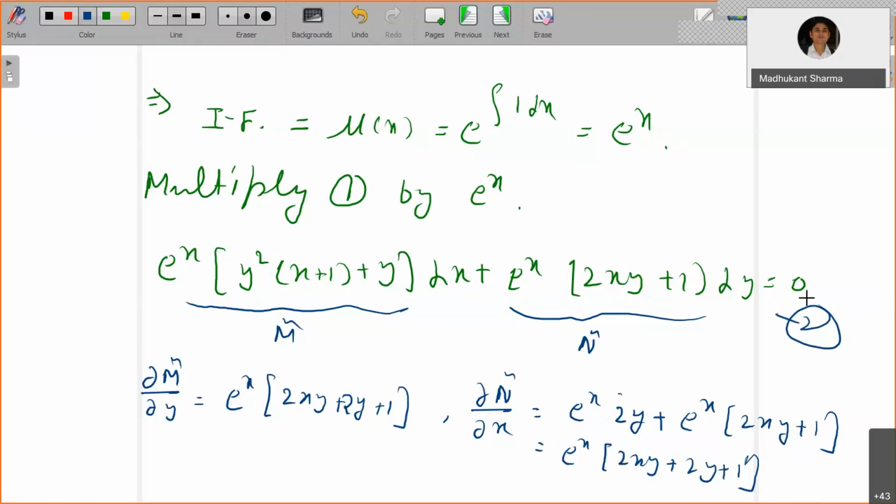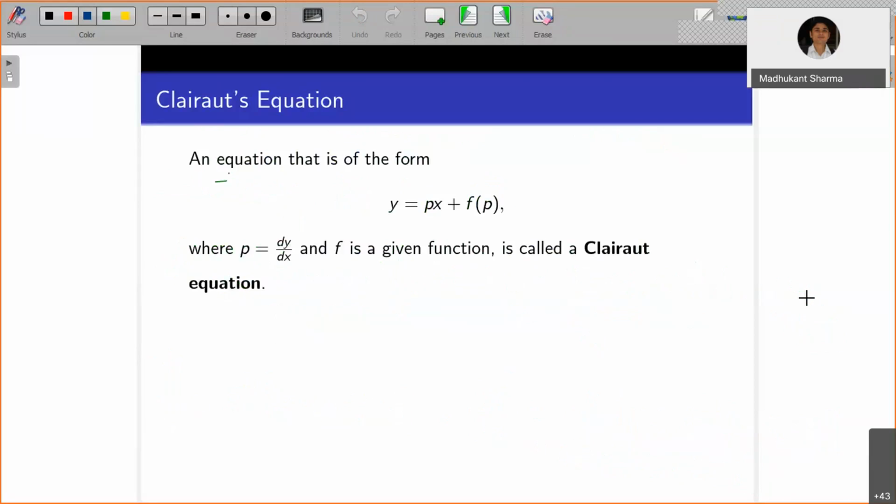So now we have completed exact differential equations today. Now we are going to look at a very special form, which is known as Clairaut's equation, which is of the form y is equal to px plus f of p.